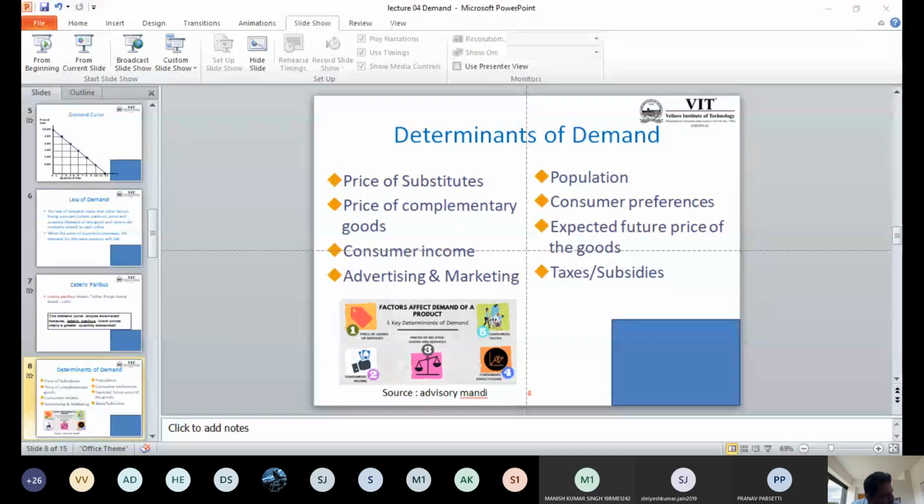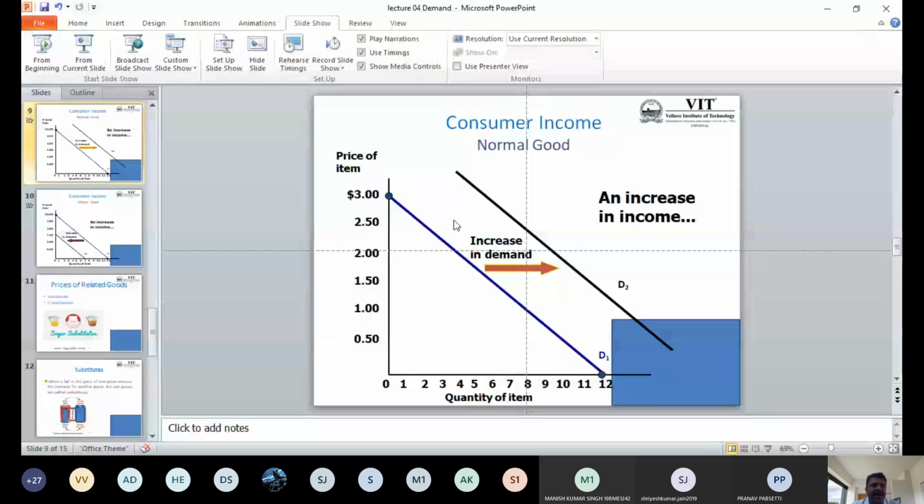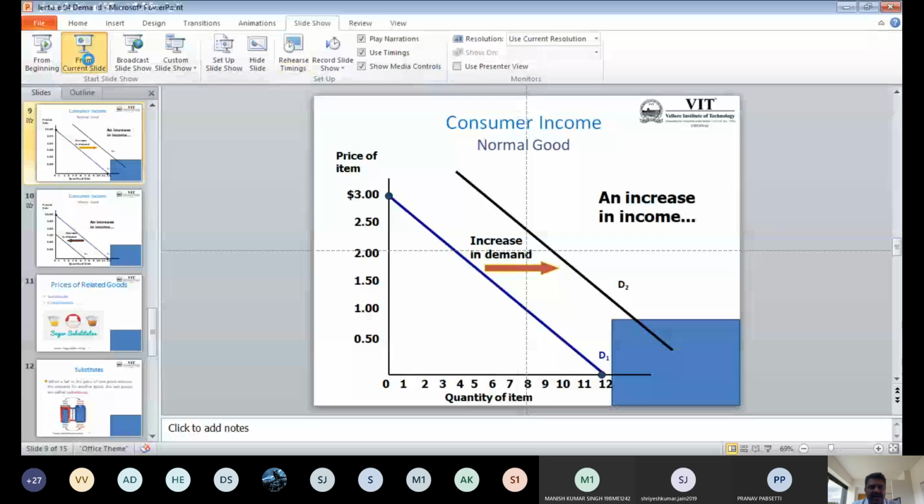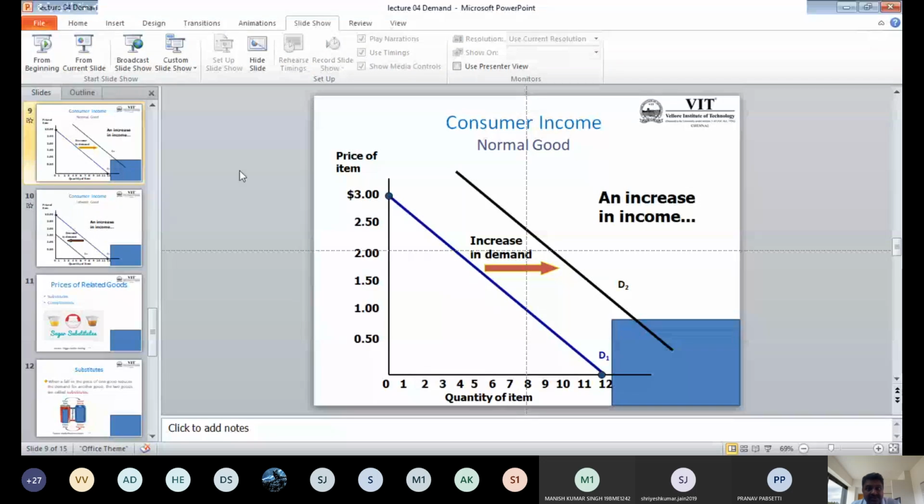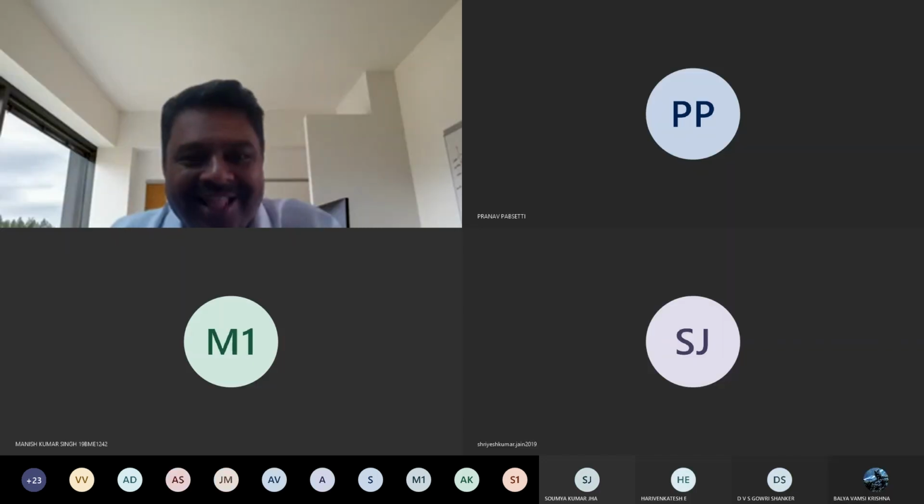Yes, sir. Consumer income. The consumer income slide, are you able to see? No, sir. Yeah, from the current slide. Oh, God. You are seeing some slide which is... That's a problem with your teacher. Teacher doesn't know how to project it properly.